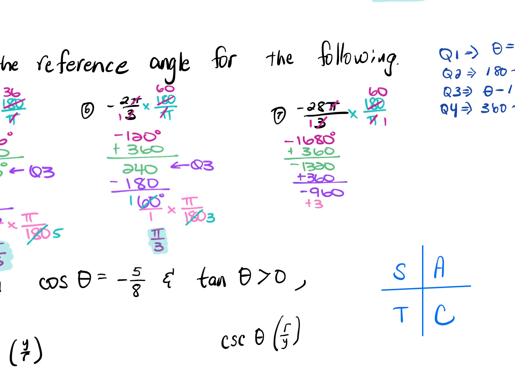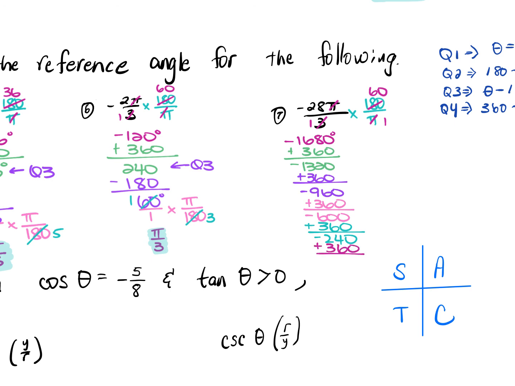Add 360 to that. You are left with negative 600. Add 360 to that. You are left with negative 240. You're still negative. Add 360 to that.